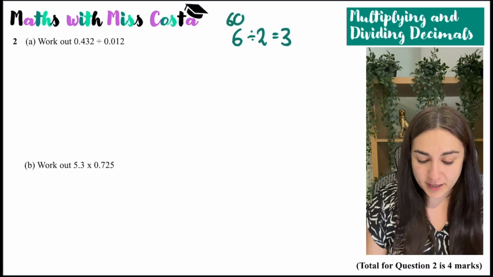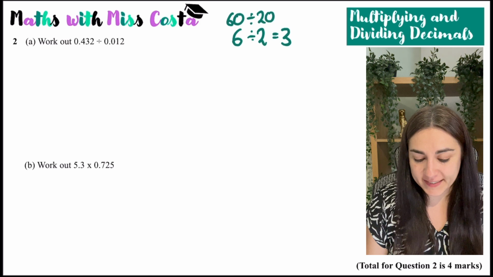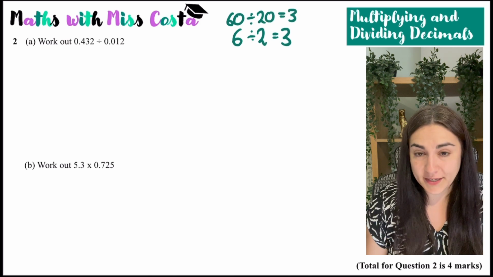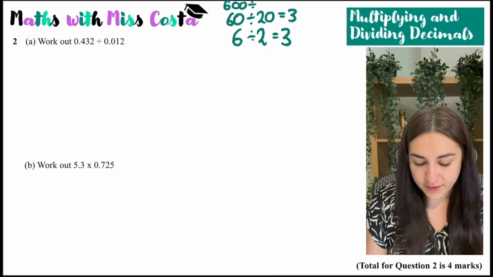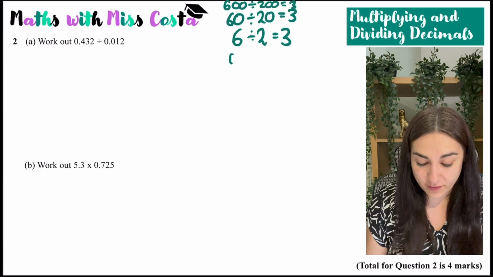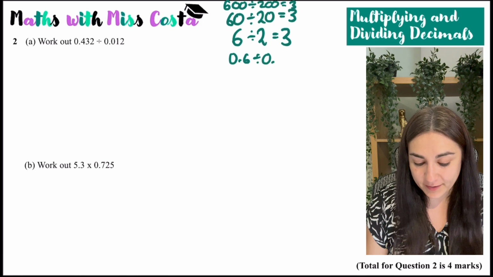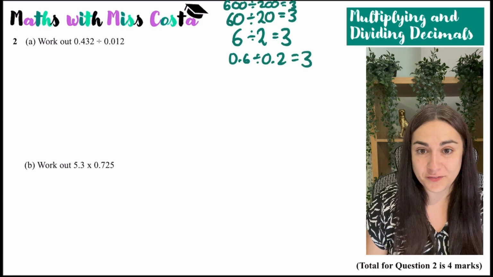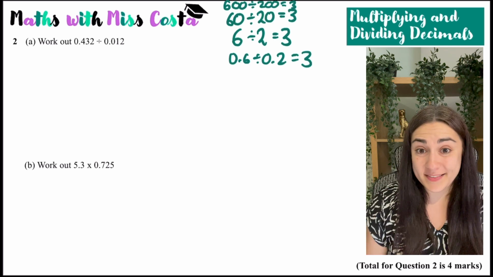If I then multiplied both parts of the calculation by the same power of 10, so 60 divided by 20, the answer is also 3. If I did that for 100, 600 divided by 200 is also 3. So therefore it follows that 0.6 divided by 0.2 would also be 3. So I can use this division fact to help me with decimals.